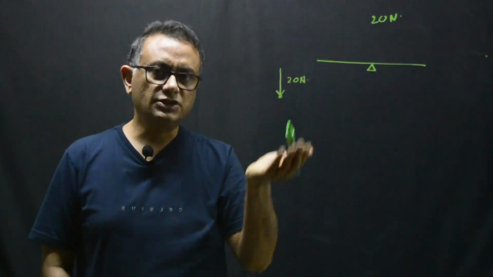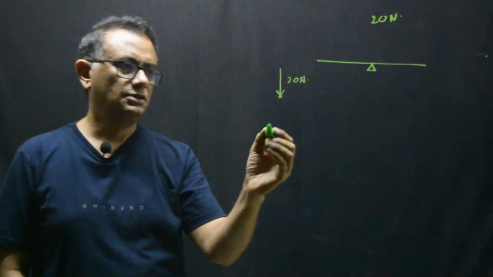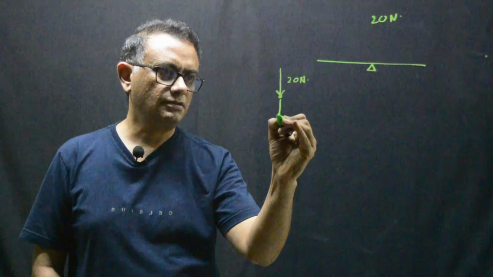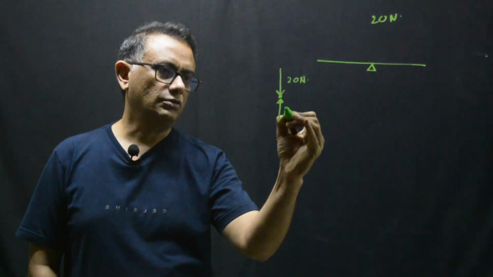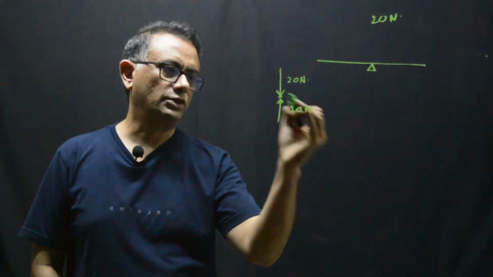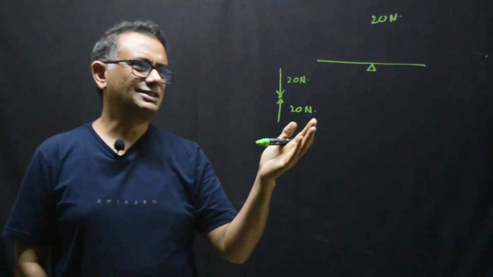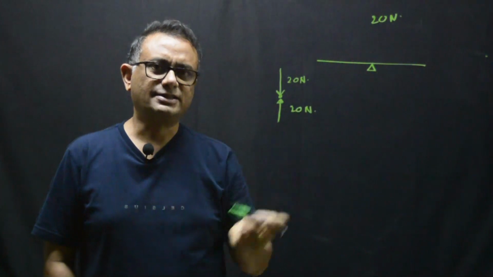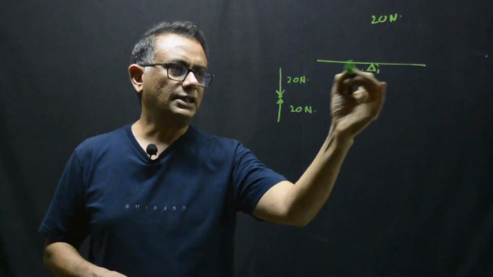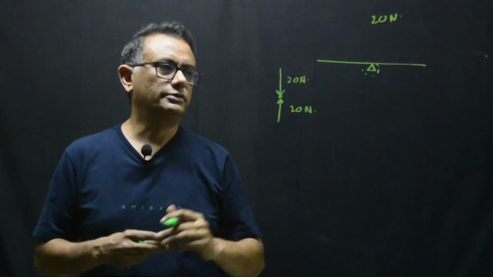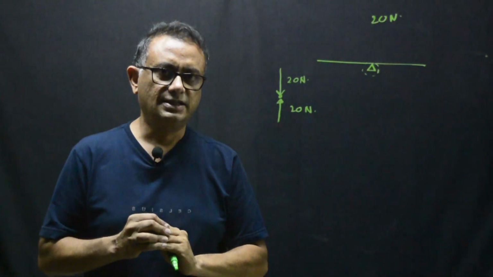And this pivot is going to give a reaction. That reaction will be in the opposite direction. So this is also going to be 20 Newton, right? Why this reaction is coming? Well, that's a separate topic. It has to do with the atoms and molecules in the pivot, the normal reaction. So we will discuss that separately.